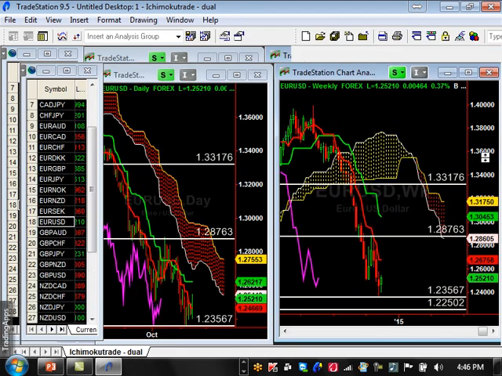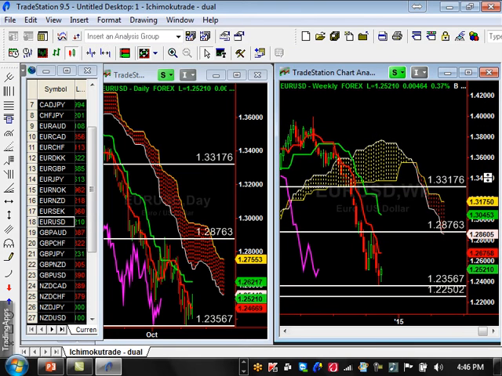Euro USD, basically bearish trending on both the daily and weekly. It's got to our first support, which is 23.56. Next one's going to be 22.50. Daily still very strong to a point. It still can possibly get to 22.50 as long as it holds a resistance at 26.21.